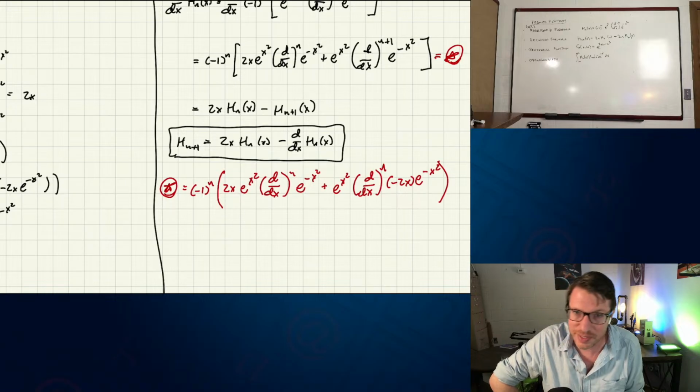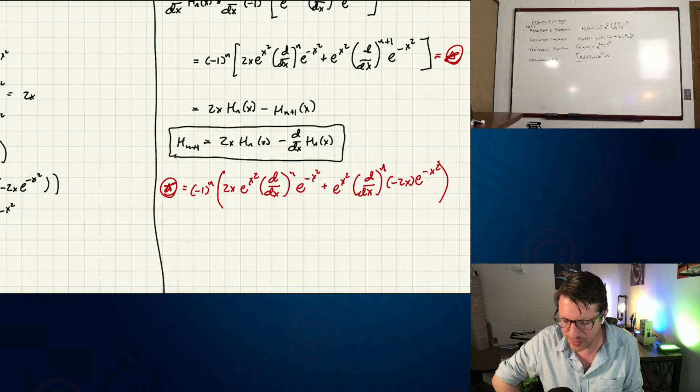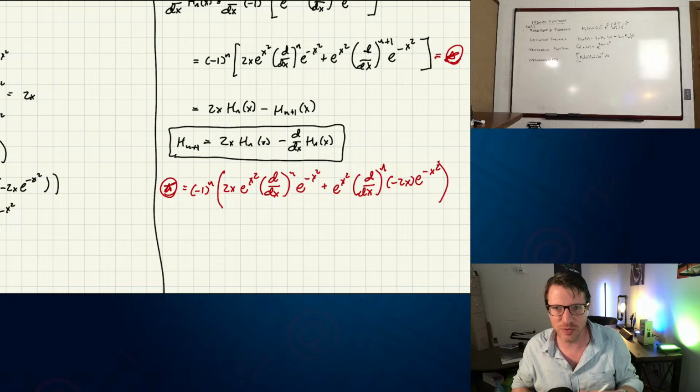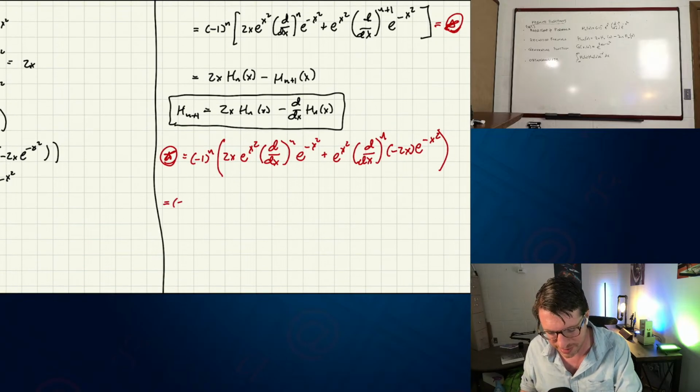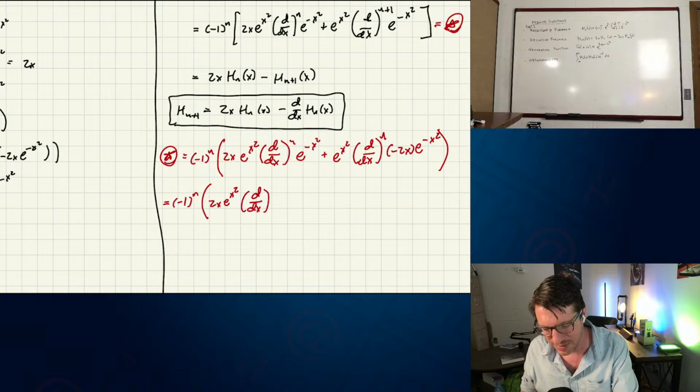So what you can do, and this is what makes it annoying, is you can apply the product rule n times. So we have n derivatives, and so the idea is that we wanted to sort of distribute this and use this rule over and over again. And so what we end up getting is -1 to the n, we have 2x e to the x squared d by dx to the n e to the minus x squared. And this becomes plus e to the x squared.